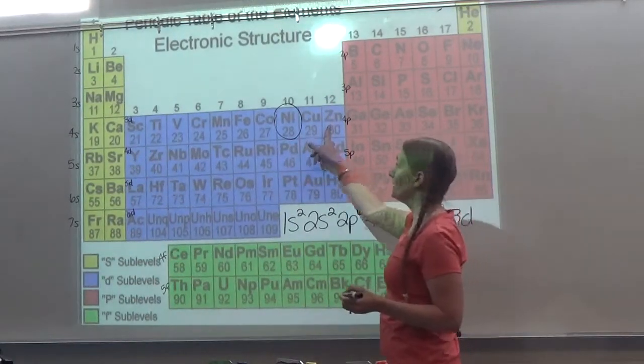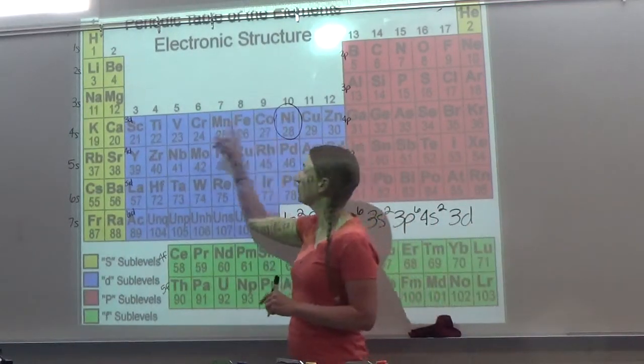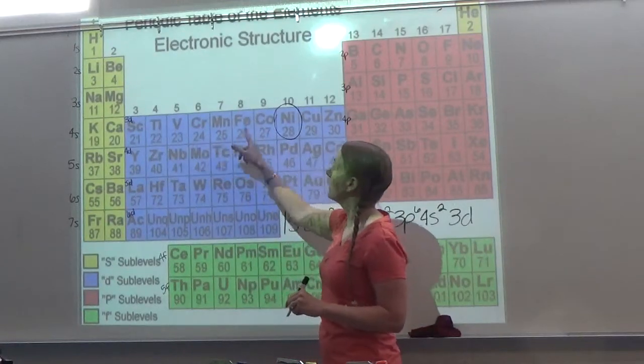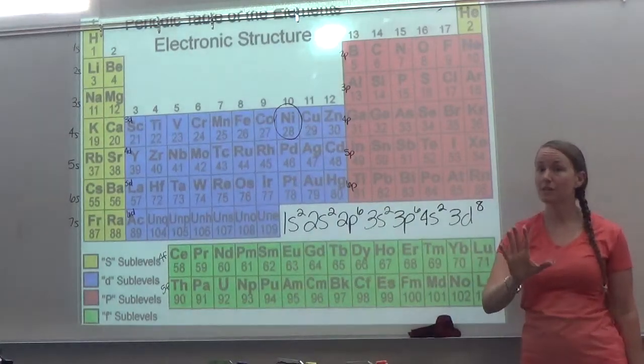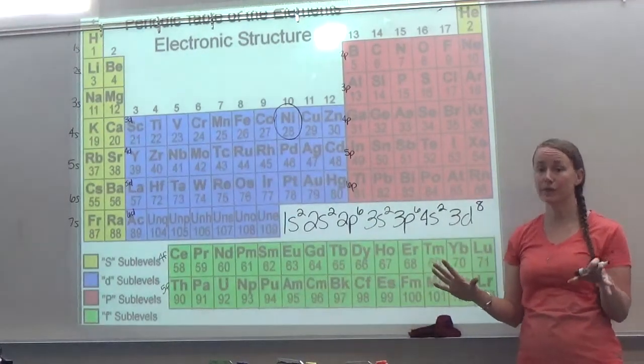It can hold 10, but remember I stop at the element I circled. 1, 2, 3, 4, 5, 6, 7, 8. So I'll put 8. Now here's where the rearranging comes. And please don't rearrange for arrow configuration.